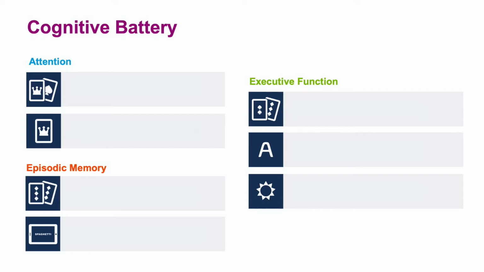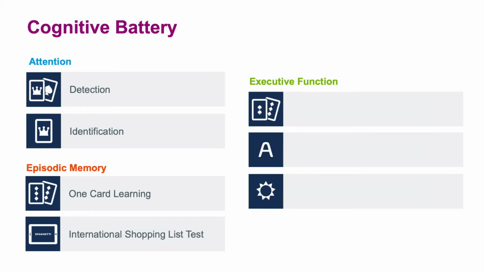The first being an attention composite comprising the detection and identification tests. Then we have an episodic memory composite. The first test being one-card learning, which, as I mentioned earlier, is a visual memory test which uses a pattern separation paradigm. The second memory test, however, was the International Shopping List test, which is actually a verbal list learning test. So the 2 memory tests are actually going about assessing memory in quite a different way.